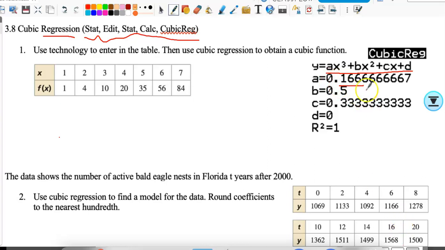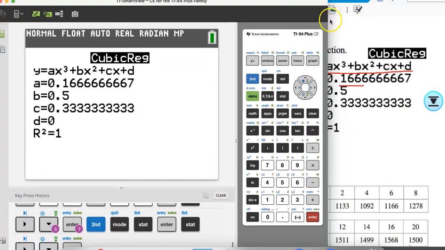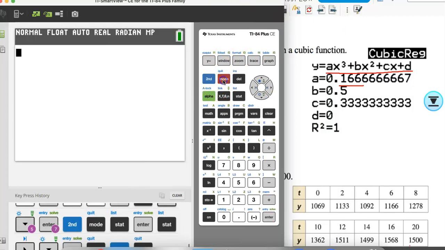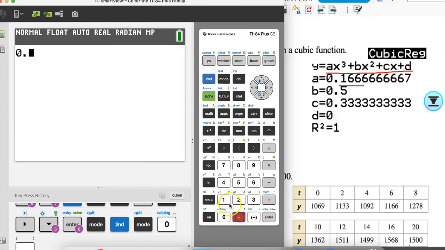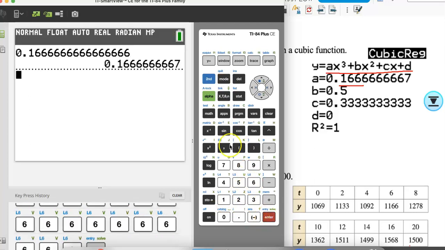Now I can turn this into a fraction because this is a repeating decimal. If you do not know what fraction that is, for example, I don't know that off the top of my head, I'm going to go to my calculator and type in 0.1666666 repeating and hit enter. And it should round it to what your calculator has.